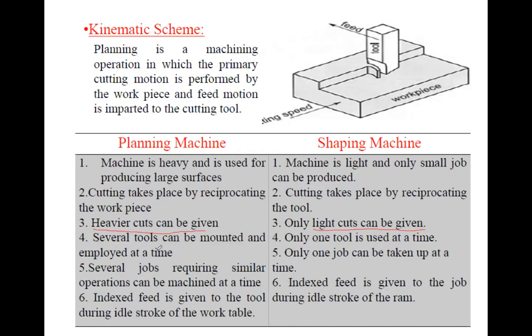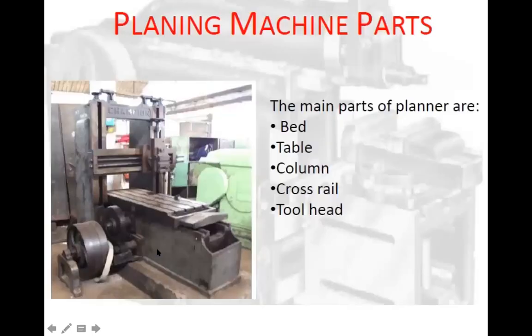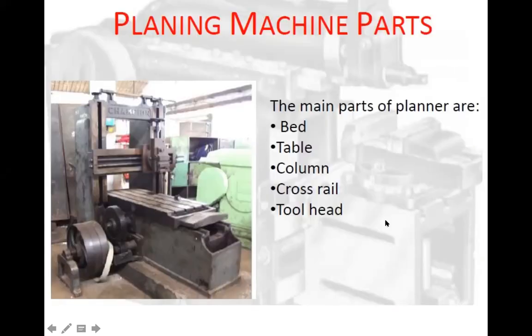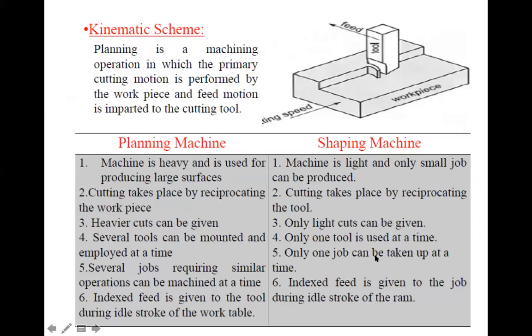Several tools can be mounted. In the planer, you can put multiple tool heads, even one tool head on this side and one more tool head on this side. You can have two heads, and you can even increase the tool heads, keeping one more tool head here. But in the shaper, multiple tool heads cannot be placed, because at the end of the ram you can keep only one tool. Similarly, several workpieces can be machined at a time in the planer, because you can hold multiple tools and do multiple jobs. You can clamp them below the tool head.